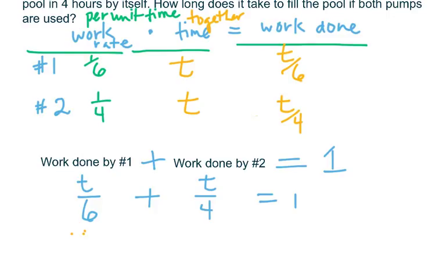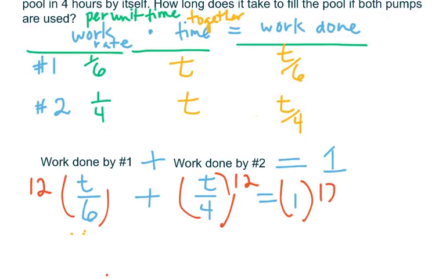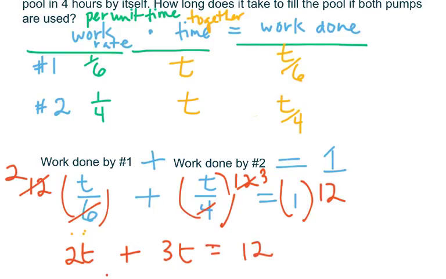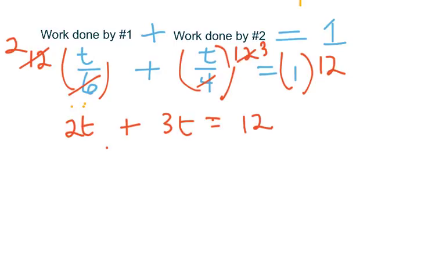The least common denominator of 6 and 4 is 12, so we're going to multiply through by 12. We cross cancel and end up with 2t plus 3t equals 12, and I get 5t equals 12. Divide by 5. We get t equals 12/5.